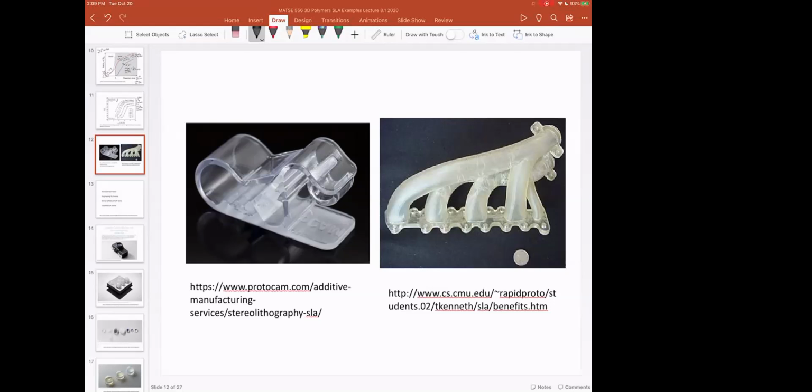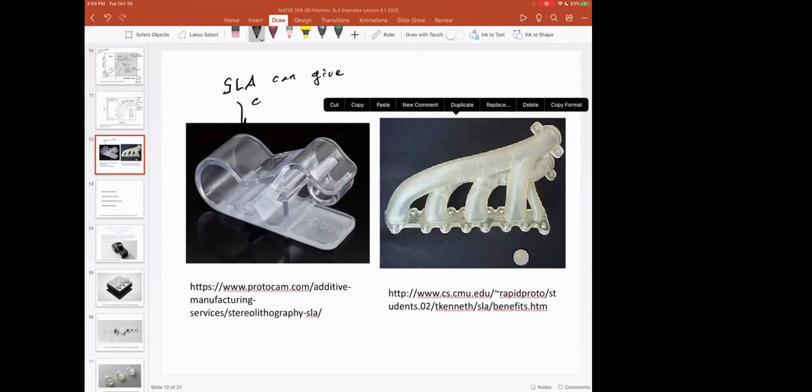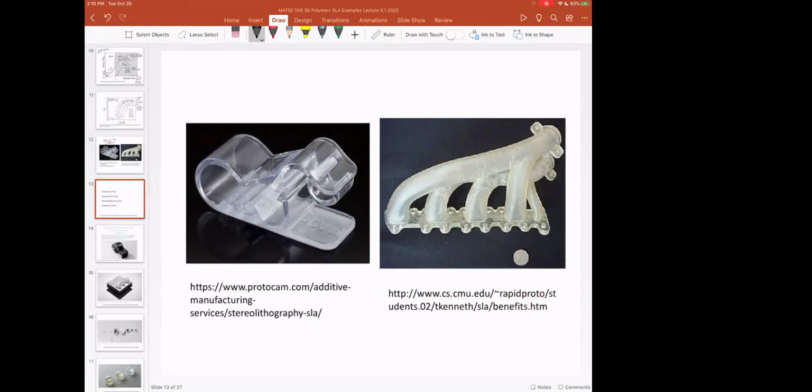One of the interesting things that you can do with SLA that we haven't talked about is that SLA can give clear materials. So that's interesting. This is really hard to do with FDM or SLS, and so you can get clear parts. And so now those start to look like showpieces.